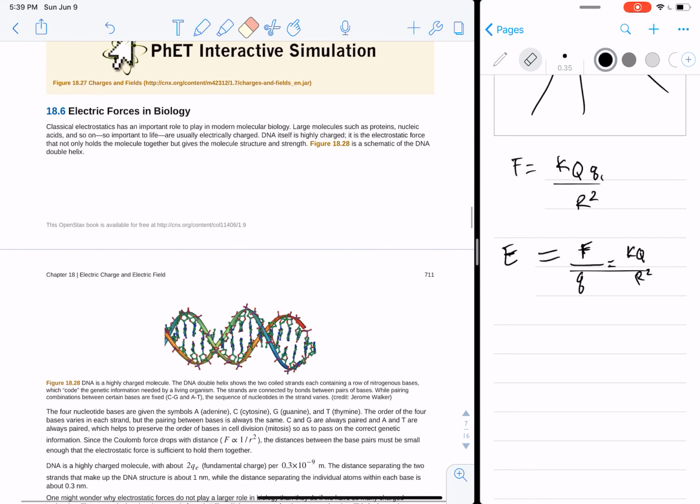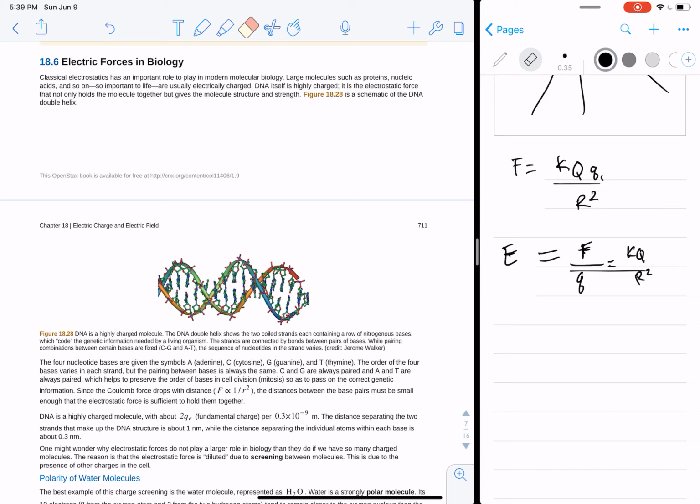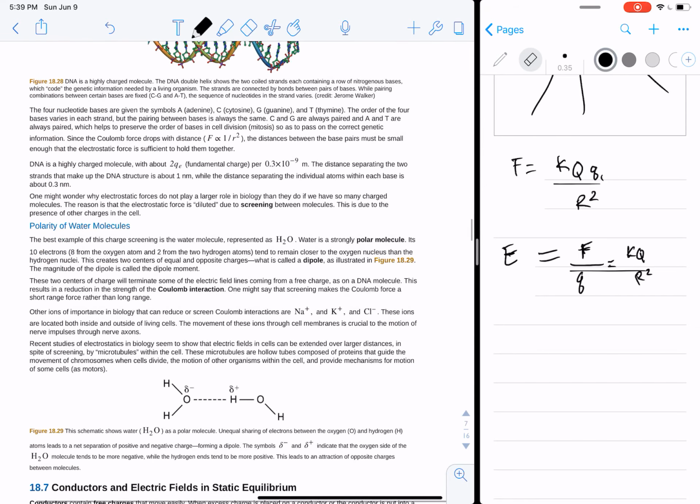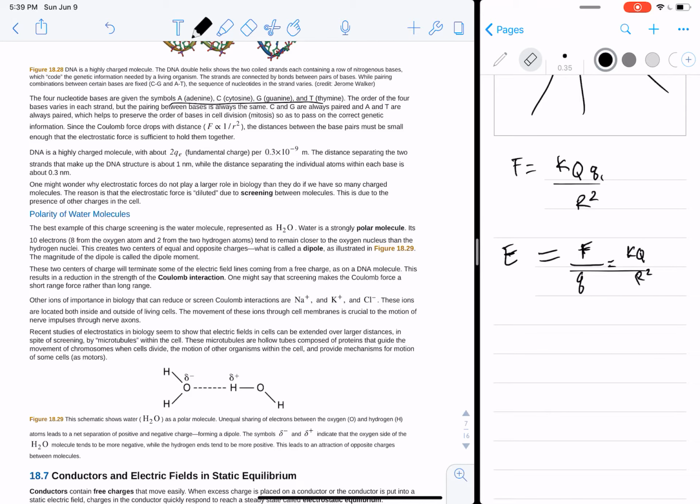All right, and then we get into some weird stuff. Electric forces in biology, not super important, but DNA is highly charged, and the way all the stuff hooks together is due to these electrostatic forces. You've got the A, C, G, T in the DNA, the base pairs that make up your DNA. It's got 2 times the fundamental charge, or the charge on an electron, per billionth of a meter. So anyway, it's about a nanometer apart. Yeah, this is interesting.